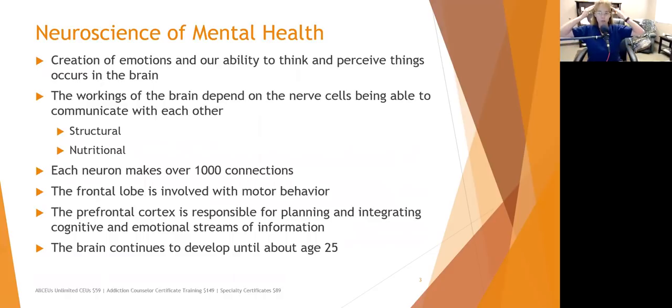Now, the frontal lobe is involved with our motor behavior. It's involved with how we physically react to situations. The prefrontal cortex, which you can kind of think of as your forehead, is responsible for planning and integrating cognitive and emotional streams of information, which is a really fancy way of saying it takes how we're thinking about something and helps us figure out how we feel about it. So if we're thinking about something as scary, then we're going to have an emotional reaction, which is fear, and it's going to synthesize those 2 things together. If we're thinking of something as exhilarating, then it's going to synthesize that too.